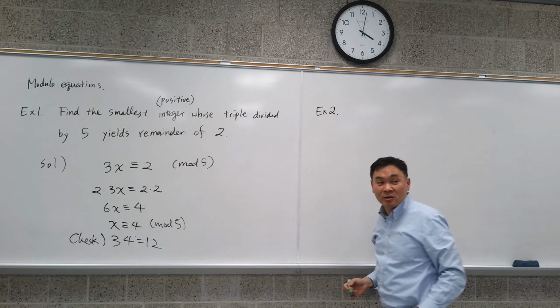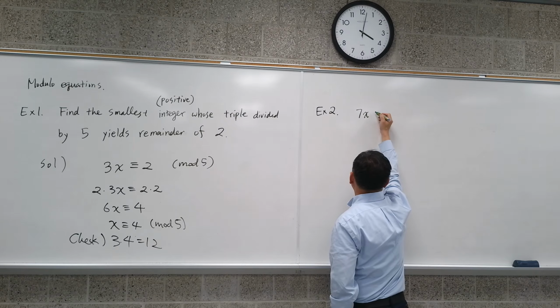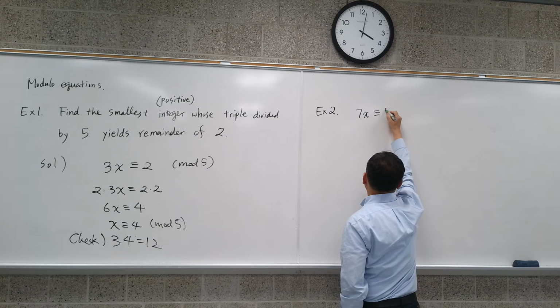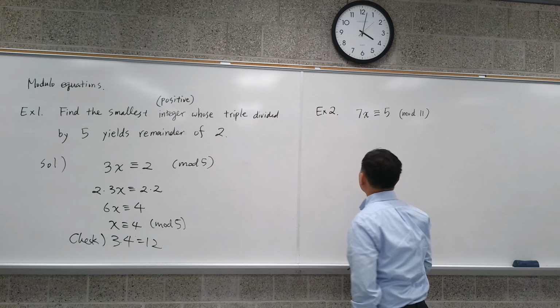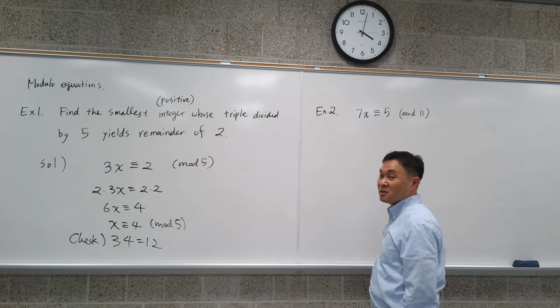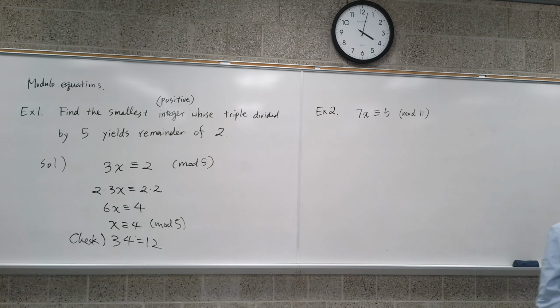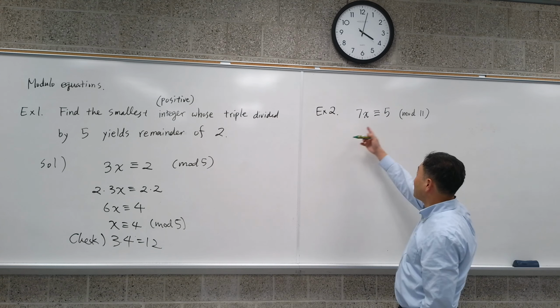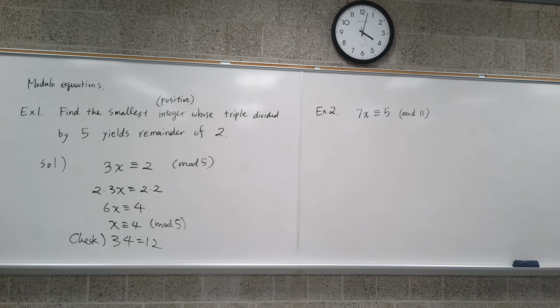All right, so example 2. Let's try something bigger: 7x is congruent to 5 mod 11. Now we have a lot more numbers to play with. Mod 11, we have numbers from 0 through 10. Those are the numbers that are possible here. What number can you multiply both sides by so that the left side turns into 1 times x? Can you think of one?